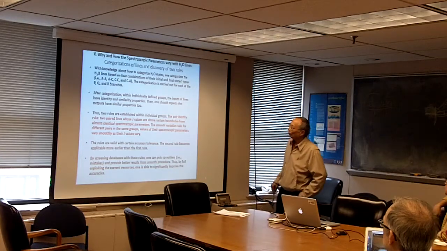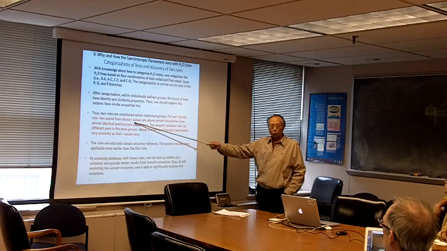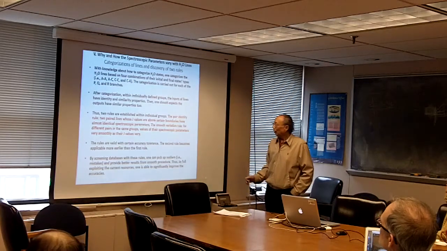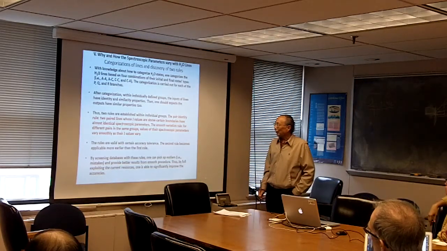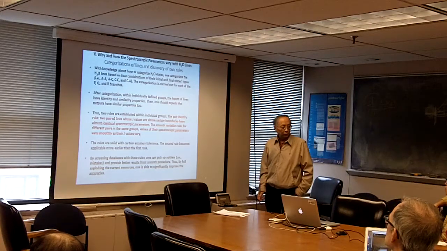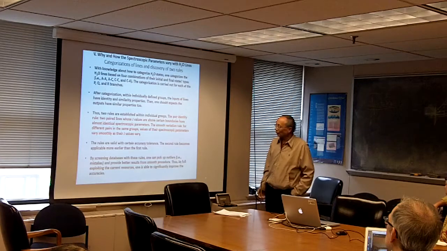What is the pair identity rule? It says to pair the lines whose J values are above certain boundaries, which have almost identical spectroscopic parameters. Why are they identical spectroscopic parameters? Because their input is the same, their output should be the same, very similar.